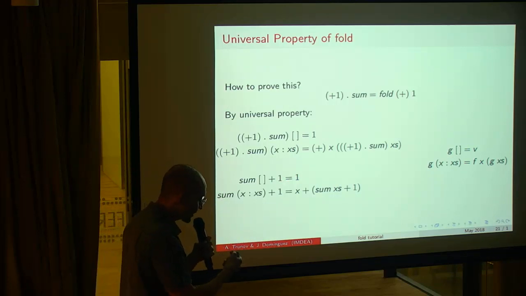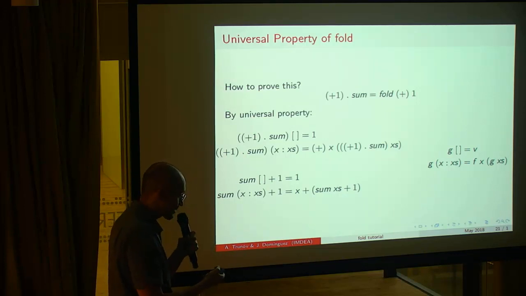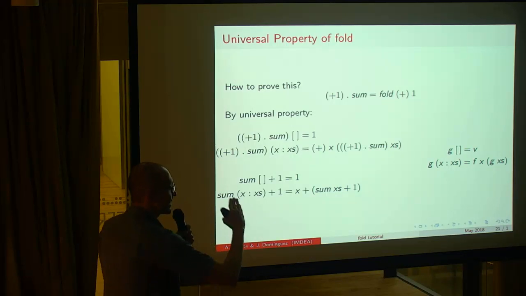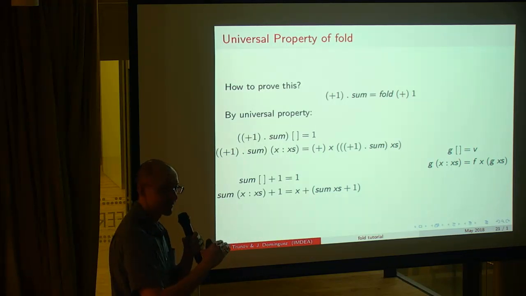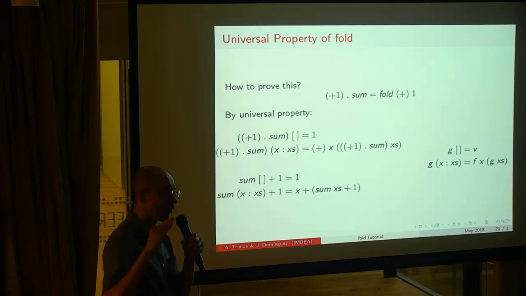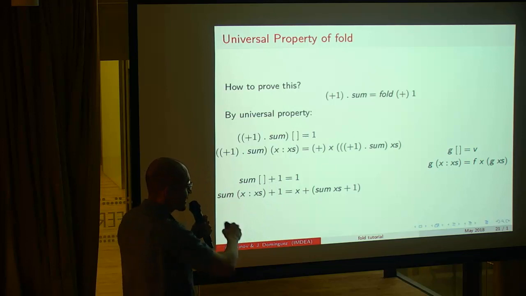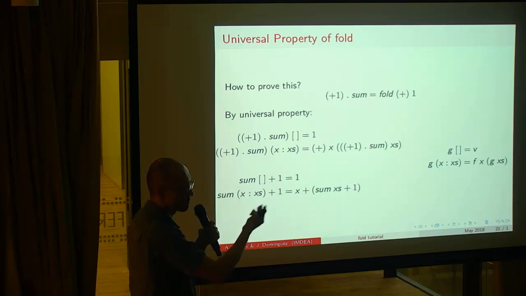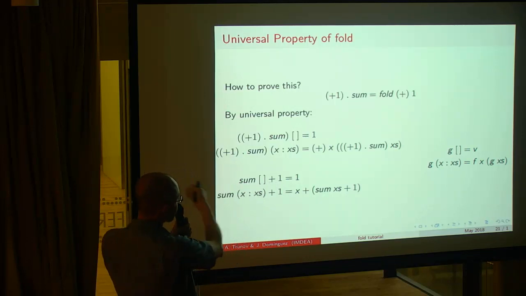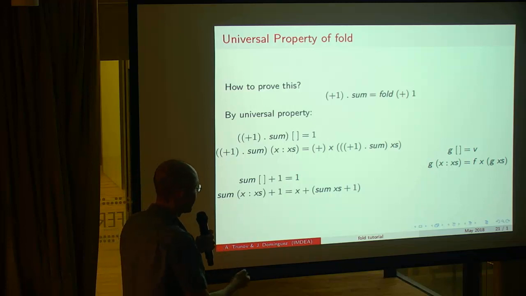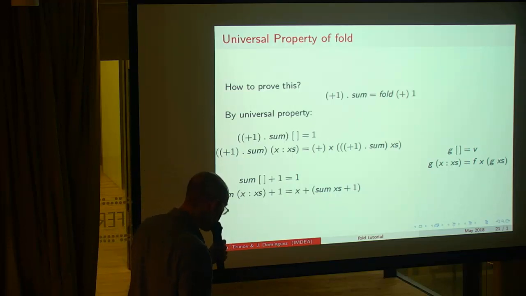So the point I want to make here is that when you use the universal property of fold, you escape the need to use induction. You just go over the hoops, and you reduce your proof to some algebraic manipulation of properties of the programs you have, if you already proved other properties of your programs.